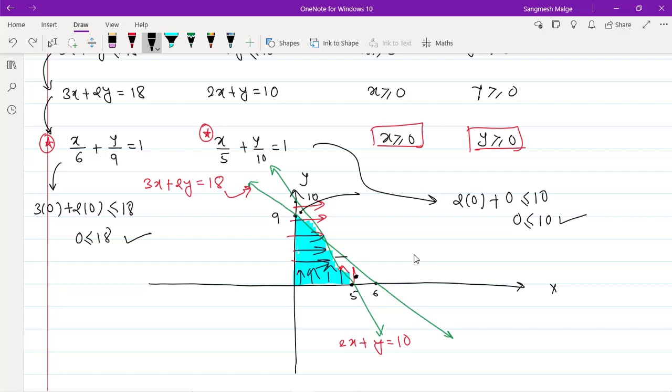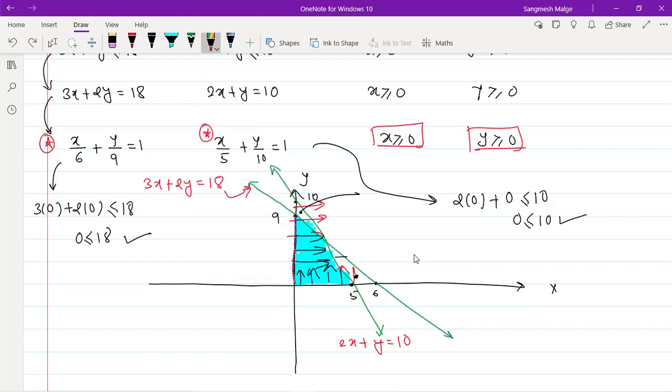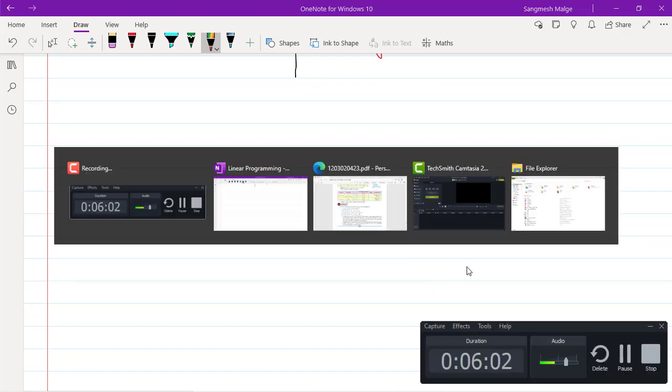So after combining, what region I am getting is nothing but this much region. So this much region is very important. This is the feasible region for this given system of inequations. Great. Now let's see the next question. It's a very simple topic.